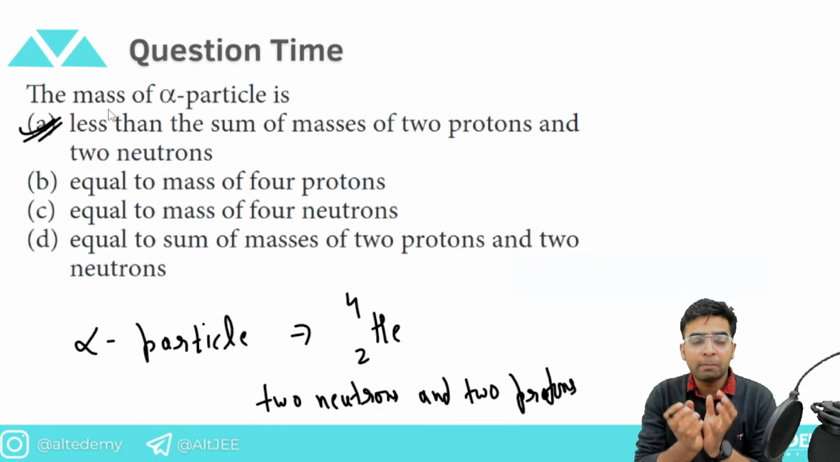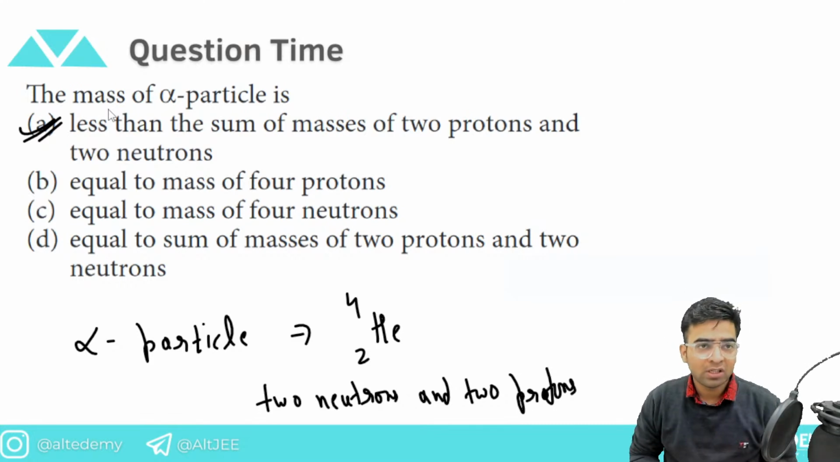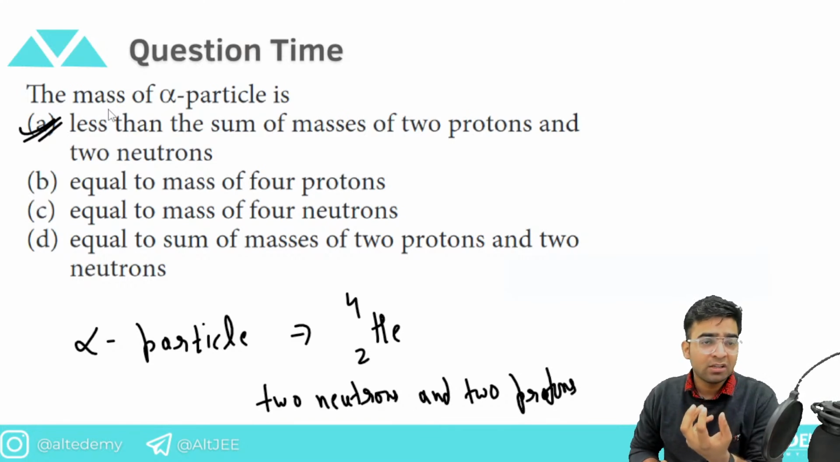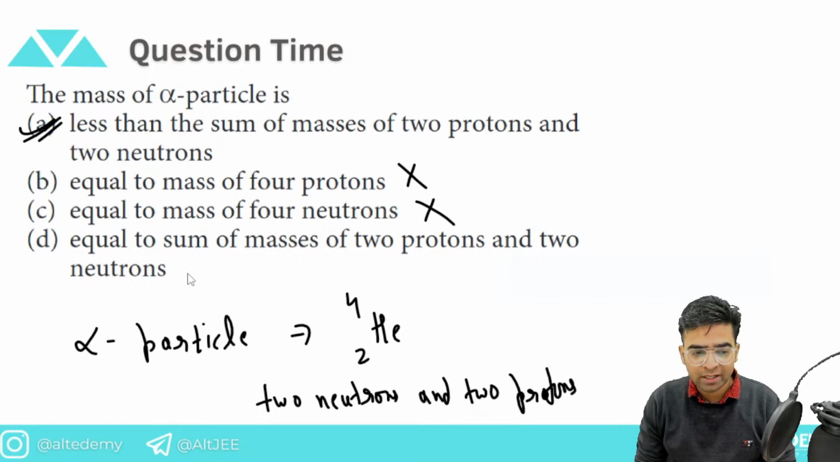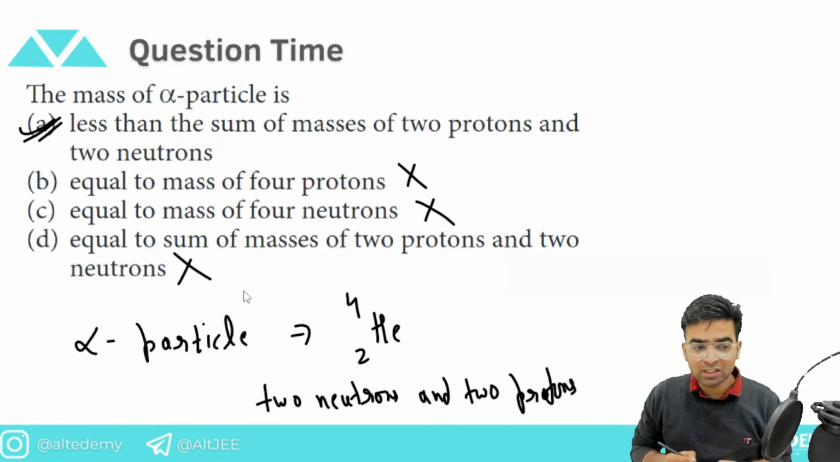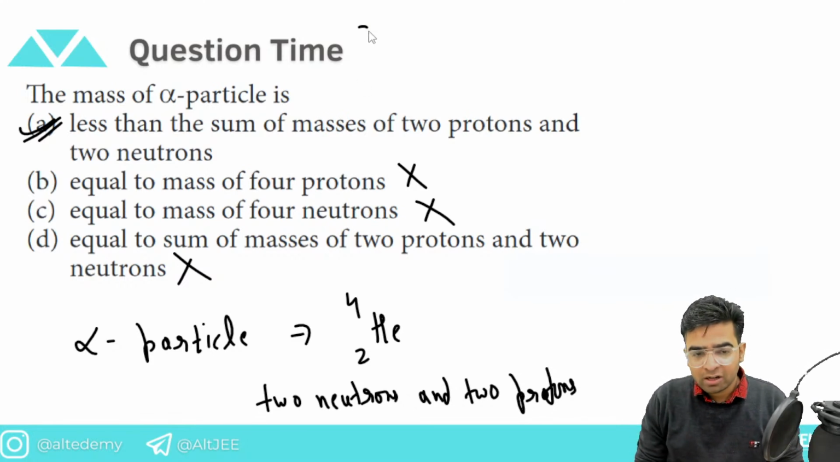When we combine the 2 neutrons and 2 protons in an atom, some energy, the binding energy, gets lost to bind them together. So the overall mass will be slightly less, only a little bit. B is wrong, C is wrong, and D is also wrong. The answer will be A. Afterwards we will study binding energy.